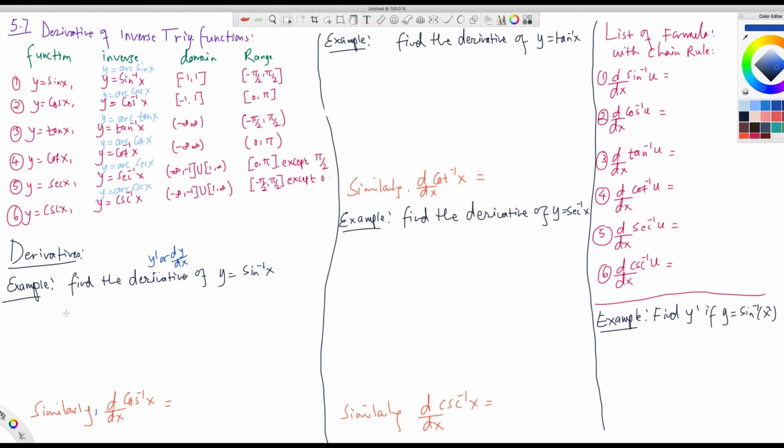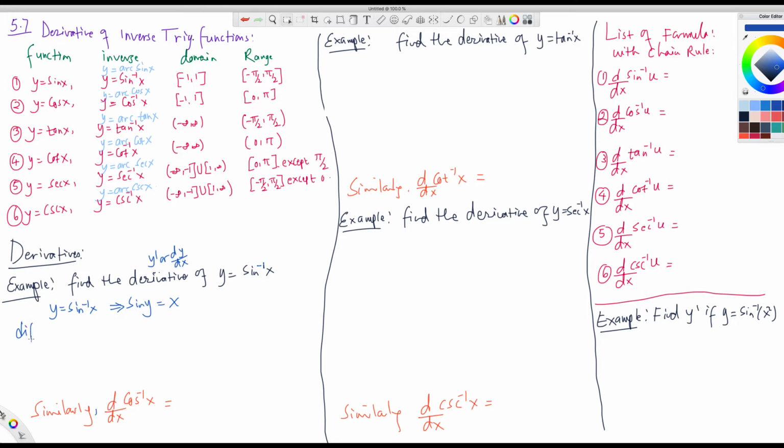So how do I do that? You start with y equals sine inverse x. If you take sine on both sides, what do you get? You get sine y equals sine of sine inverse x. The sine and sine inverse cancel out, so what you get is sine y equals x. Now you want to find the derivative. So how do I find the derivative here?